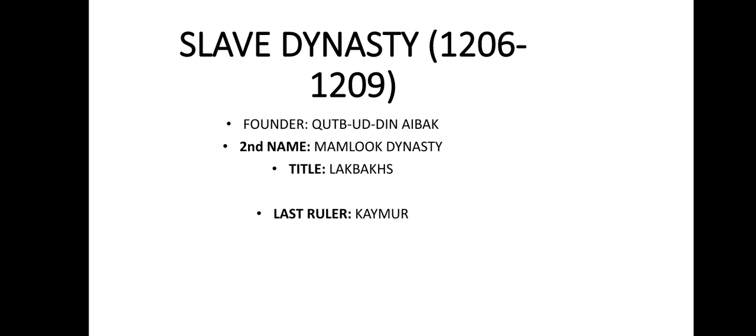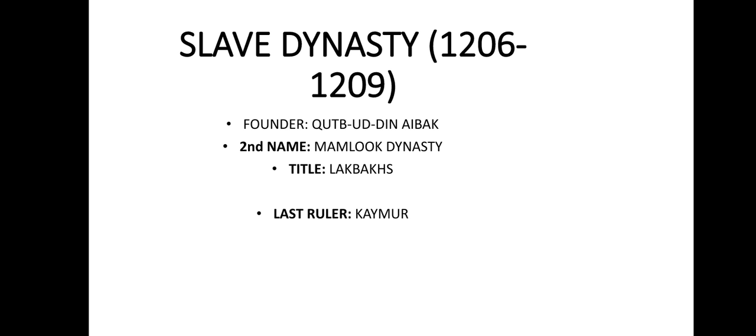I am Noor with the second video about Delhi Sultanate. So today I am going to discuss with all of you the three dynasties of Delhi Sultanate: Slave Dynasty, Khilji Dynasty, and Tughluq Dynasty. So, as we have discussed earlier, after the death of Shahabuddin Muhammad Ghori, his very famous slave Qutbuddin Aibak became the Sultan of Delhi.